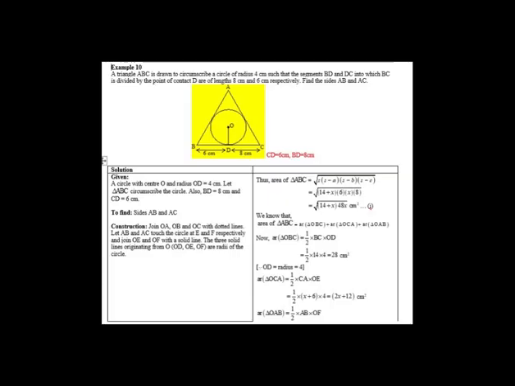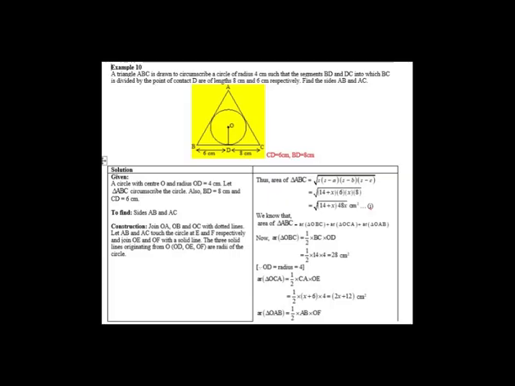Now we find the area of the triangle using Heron's formula. Area of triangle is equal to square root of s into s minus a into s minus b into s minus c, where s is the semi-perimeter of triangle ABC and a, b, c are the lengths of the sides of triangle ABC. Let AB is equal to a, BC is equal to b and CA is equal to c.